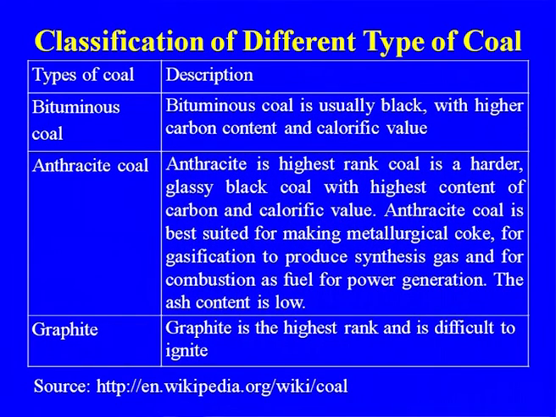Bituminous coal is usually black with high carbon content and calorific value. Anthracite coal is the highest strength coal, a harder, glassy black coal with the highest content of carbon and calorific value. Anthracite coal is best suited for making metallurgical coke, for gasification to produce synthesis gas, and for combustion as fuel for power generation. The sulfur content is also low. Graphite is the highest strength and is difficult to ignite.